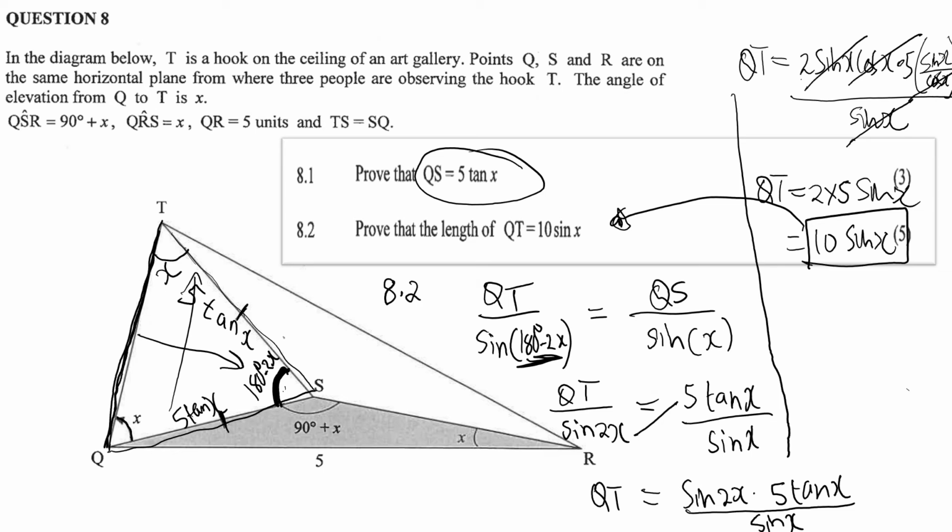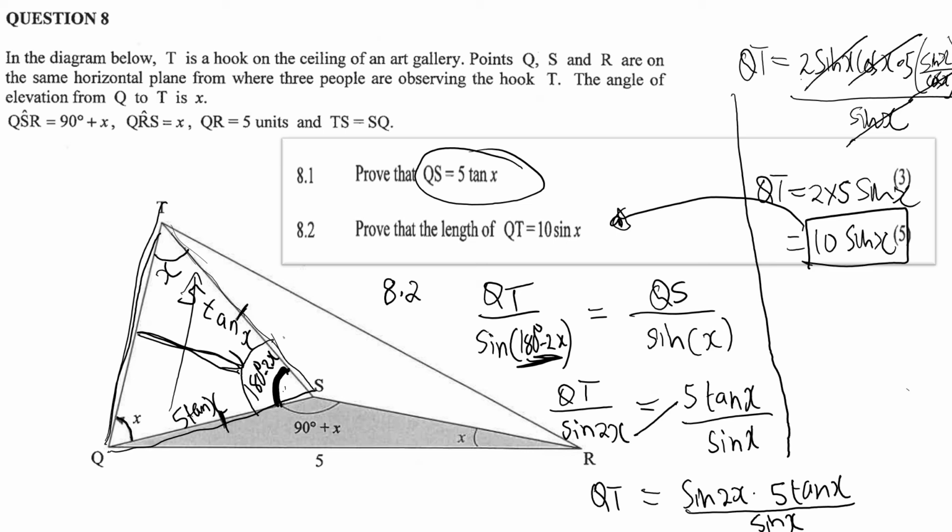Just simply using the sine rule. Someone might have chosen to use the cos rule, right? Because you are looking for QT, which is the only length you don't have in this triangle. So you can say QT squared is equal to TS squared plus QS squared minus 2 TS QS cos of the angle facing QT, which is cos of 180 minus 2x. But that will probably take you a lot of time to simplify and stuff. So basically you can just use the sine rule, which is quite easier.